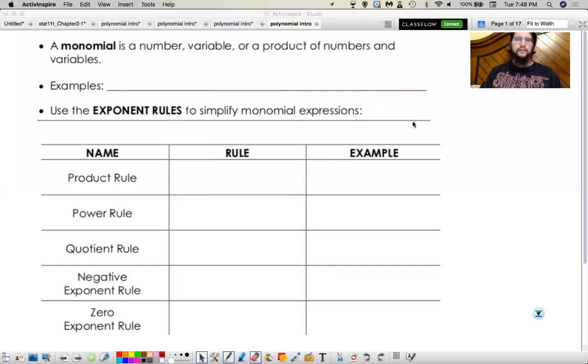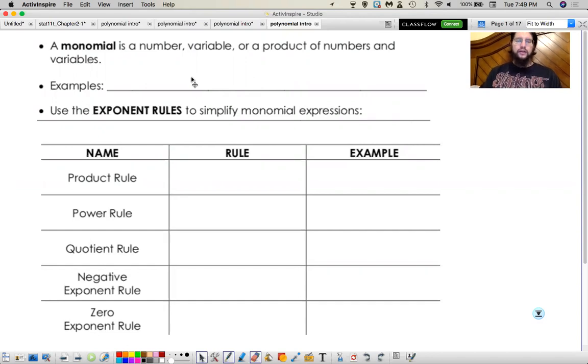All right, guys, today we're going to review a little bit about monomials. Ideally, we're going to get to polynomials and operations with polynomials this week, but let's review what a monomial is. Any number, variable, or product thereof is a monomial.